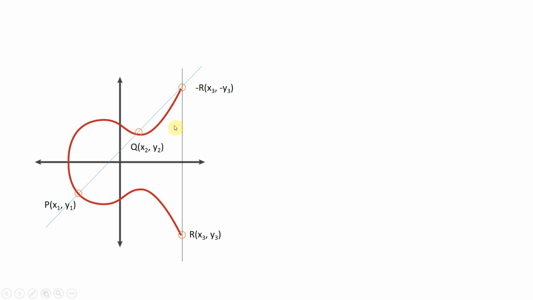This curve is symmetric about the x-axis. That's why the x coordinates of R and minus R points are the same, whereas the absolute values of their y coordinates are the same. We also know that the blue linear line satisfies this equation: y is equal to beta times x plus mu.